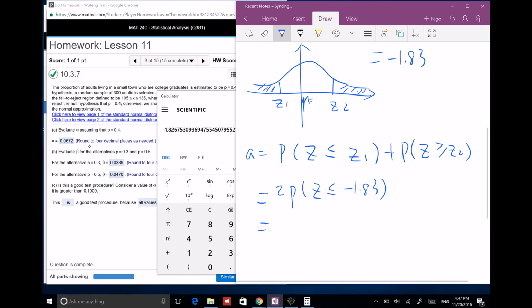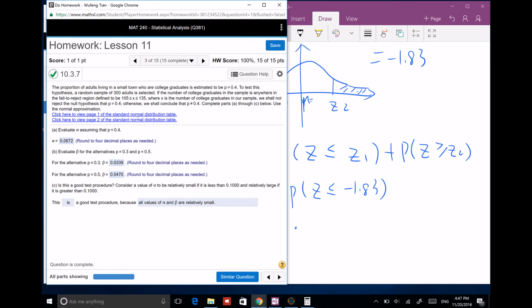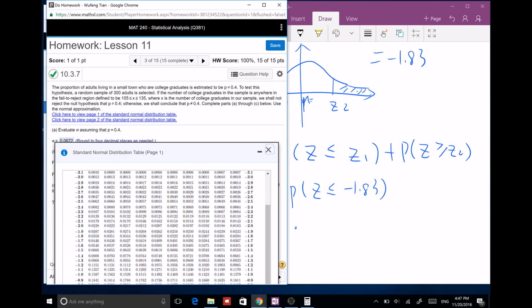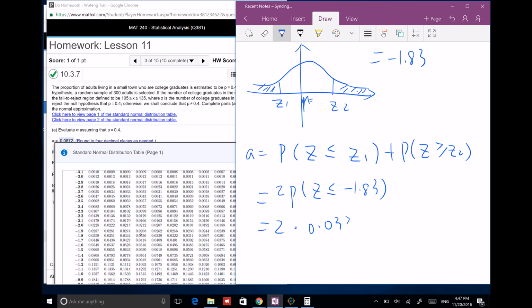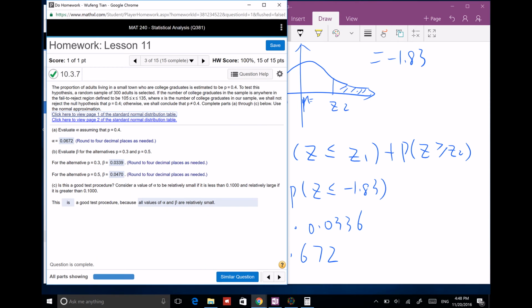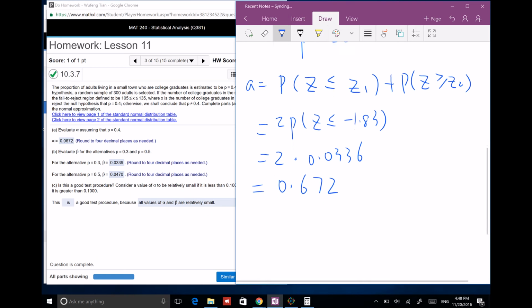So it's 2 times the probability of 1.83. You look up 1.83, which is 0.0336. So the answer is going to be 0.0672. This is how we find alpha. And in the same way, you can find the beta.